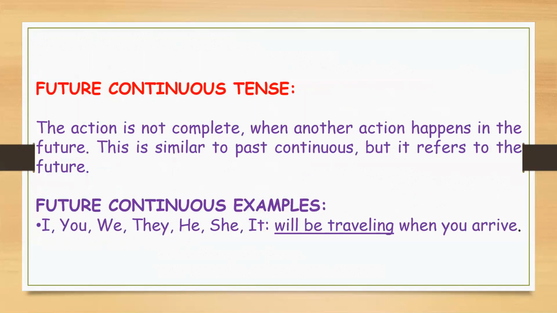Then future continuous. So she will be traveling. So when the action is not complete, when another action happens in the future, this is similar to past continuous, but it refers to the future. So you are just talking about the future. So for example, you will be saying, I will be doing my research in 4 years of time, like that. So that is future continuous tense.